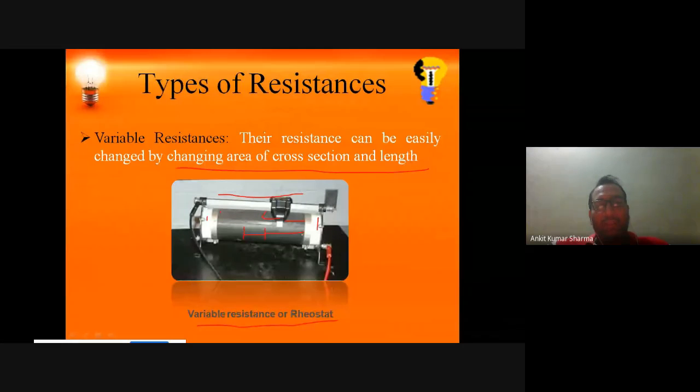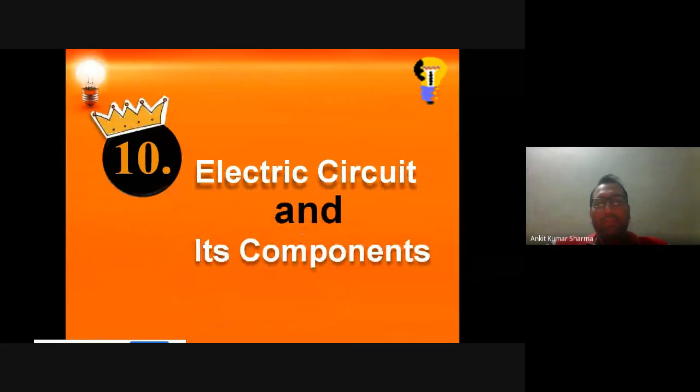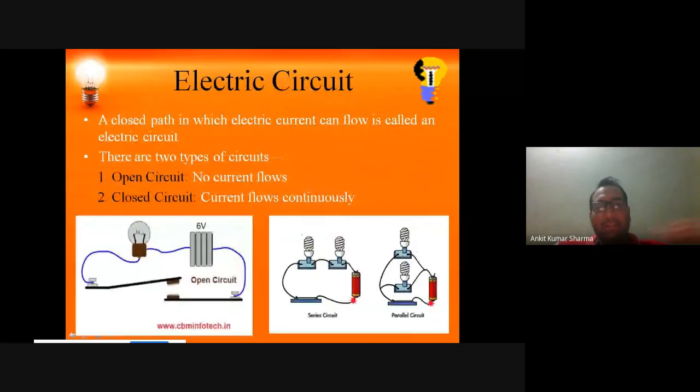Now we shift to the electric circuit and its components. What is an electric circuit? The question arises here. An electric circuit is a closed path in which electric current can flow.